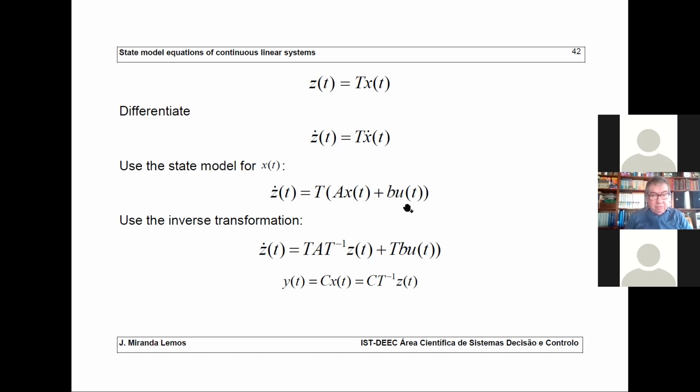Now, the multiplication of matrices is distributive, so we get TAX plus TBU. But X is T minus 1 Z, so I get TA T minus 1 Z, and then I have TBU. So I have here a state model for Z, in which the new matrix A is TA T minus 1, and the new matrix B is TB. Now for Y is CX, but X is T minus 1 Z, so it's C T minus 1 Z. Any questions?